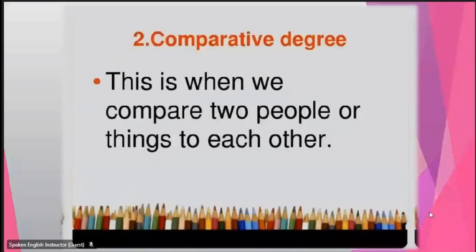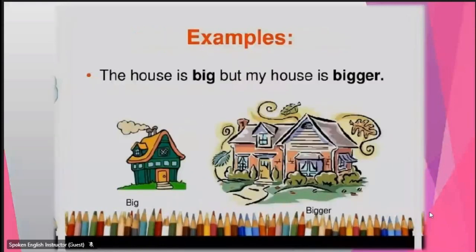So the comparative degree, what does it say? This is when we compare two people or things to each other. When two things or two people are compared with each other, then we call it the comparative degree. So let's have a look at a few examples by moving on to the next slide.